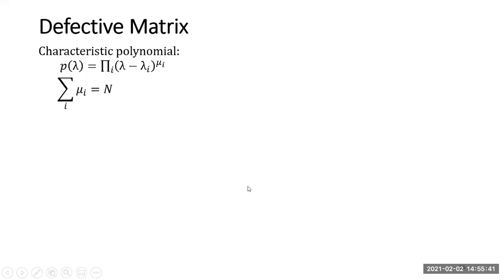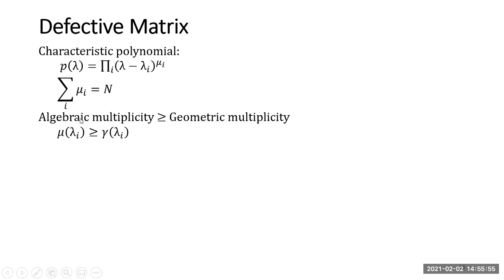A defective matrix. So this is the characteristic polynomial. We are using non-unique indexing of the eigenvalues. Summation of mu I should be equal to n. The algebraic multiplicity is always greater than or equal to the geometric multiplicity. Okay. Mu of lambda I is always greater than or equal to gamma of lambda I.